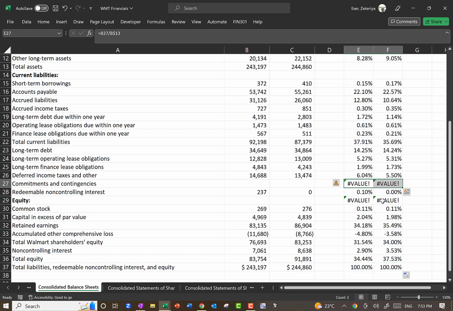You're thinking why it says value? Because that blank is not actually blank. There is a space there.